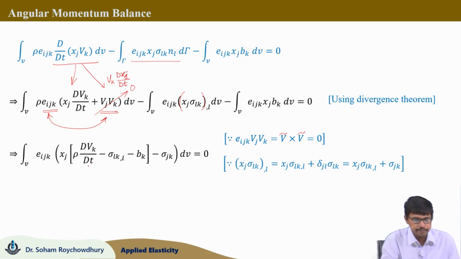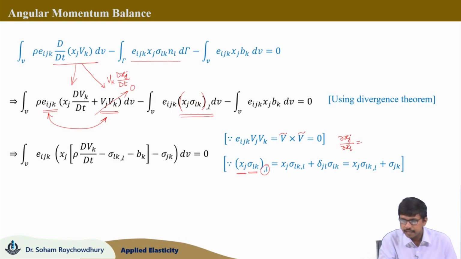Then coming to this term x_j σ_lk comma l, this can be expanded into two terms. We take the partial derivative with respect to x_l for the first term x_j, and for the second term σ_lk, keeping the other term constant. So, one term would be x_j constant, then σ_lk comma l. Another term is σ_lk constant, and we have ∂x_j/∂x_l.